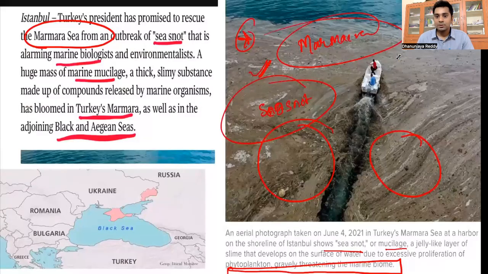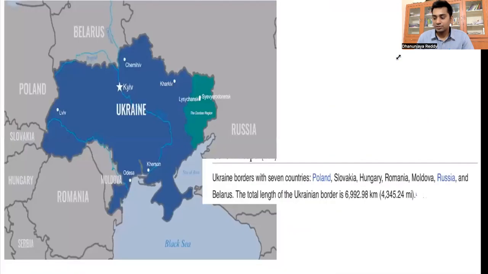Now let's have a further look into this. What are the borders of Ukraine? Very important this year. Last year we expected Afghanistan borders, and they asked. Why? America moved out of Afghanistan last year. As a result, Afghanistan borders were asked. Similarly, this year they can ask Ukraine borders. Now have a look at Ukraine borders.